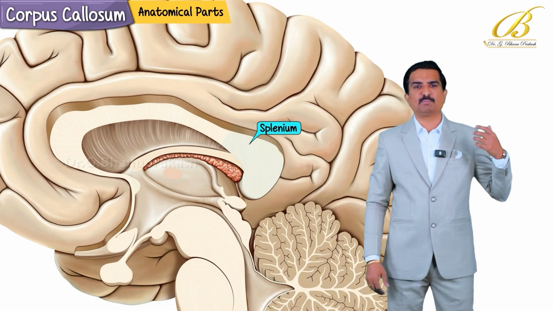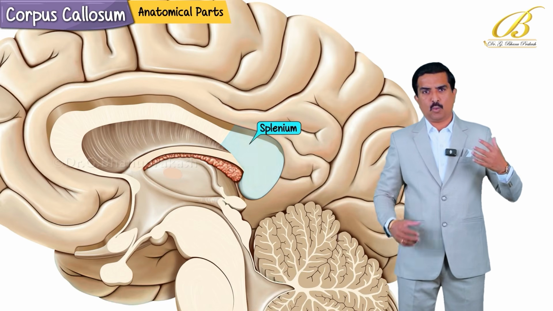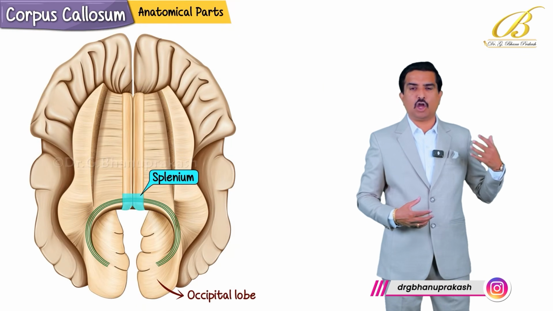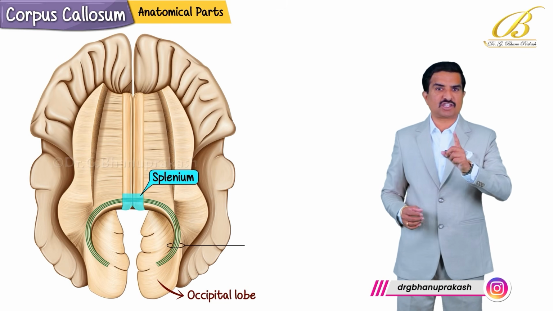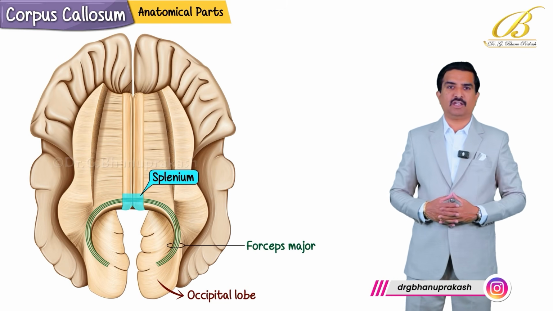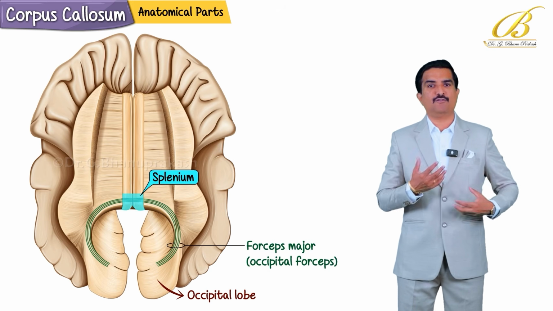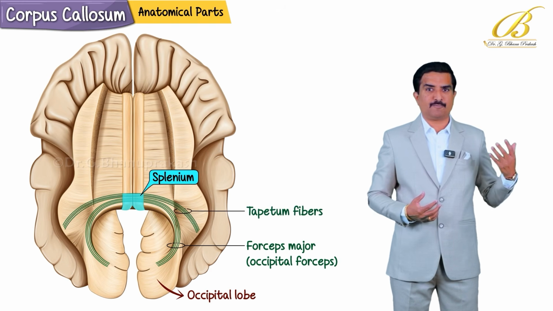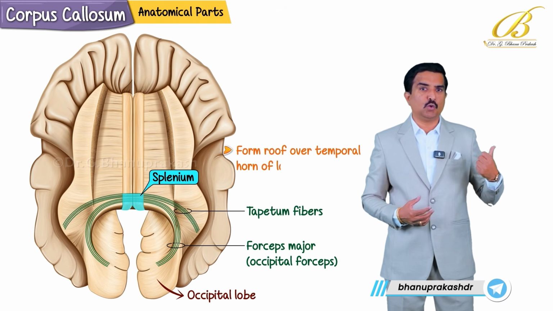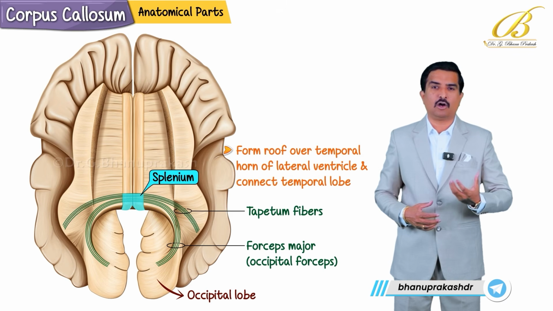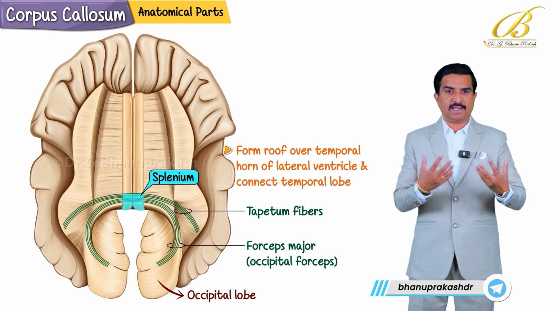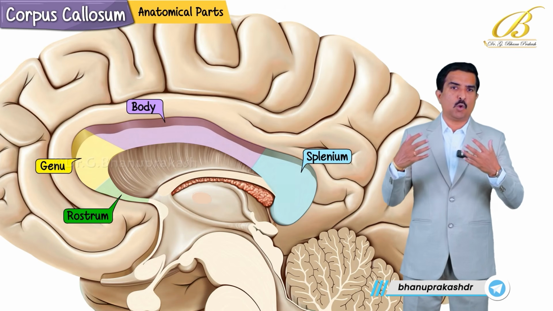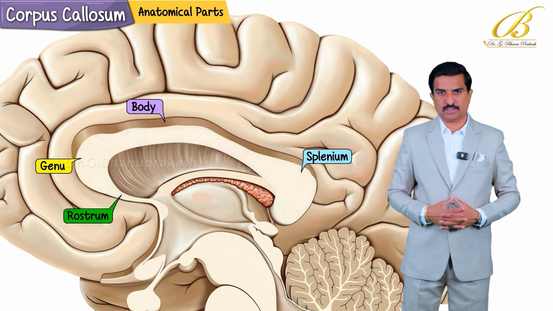And next one is the splenium of the corpus callosum, which is the thickened posterior portion which connects the occipital lobe via the forceps major, also known as the occipital forceps, for visual information sharing. It also gives rise to tapetum fibers, which form the roof of the temporal horn of the lateral ventricles and connect the temporal lobes. So all these are the four parts you can see in the corpus callosum.